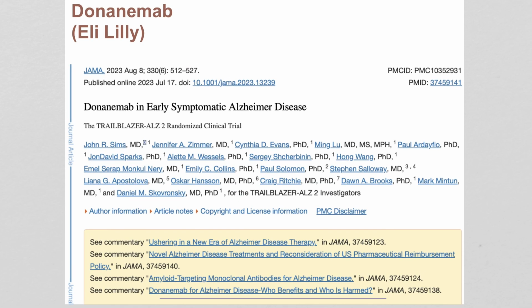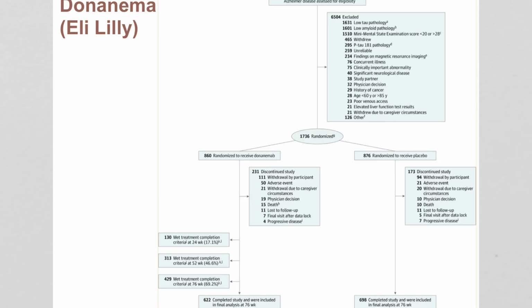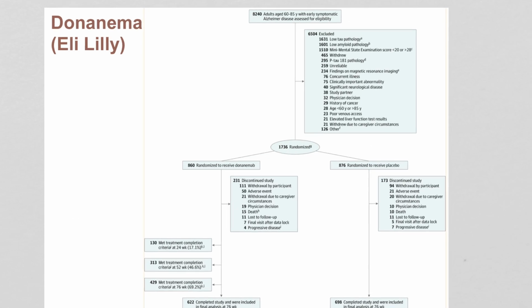Okay, last one, Donanemab. This is made by Eli Lilly. This is the only version of this trial that I could get a hold of. The PDF was behind a paywall. But again, early symptomatic Alzheimer's disease, which is encouraging to see trials happening in somewhat younger early stage patients.